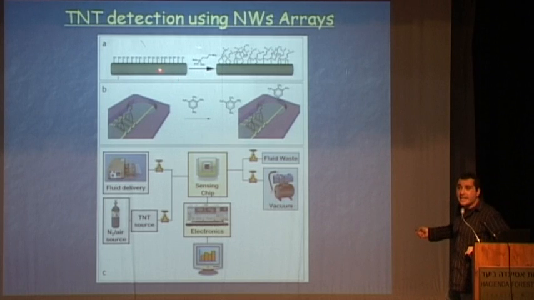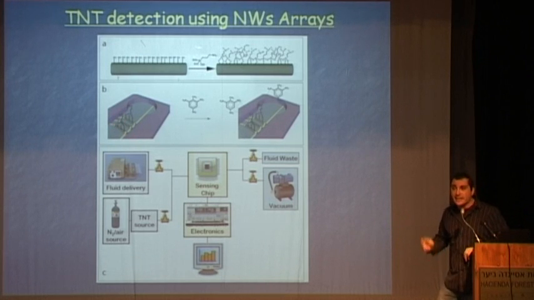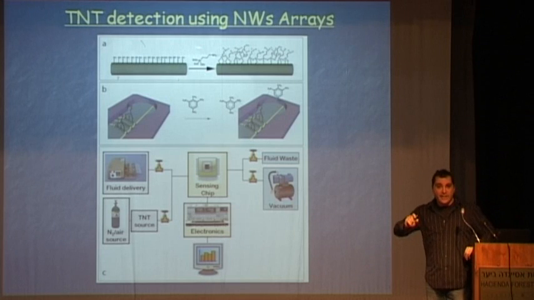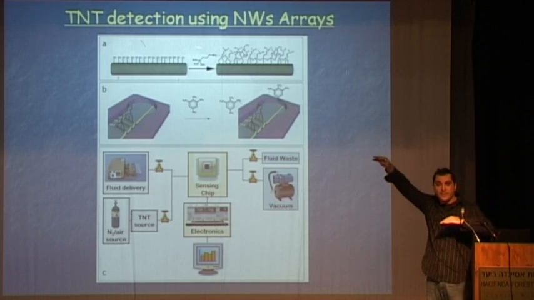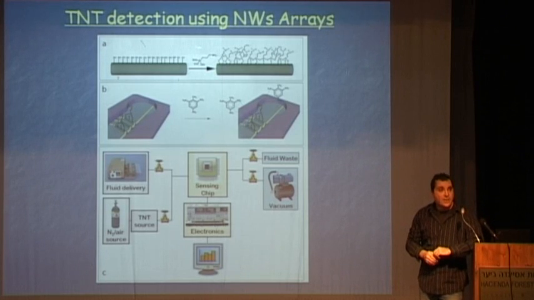We simply take a silicon nanowire electrical device, a large array of nanowires. We modify the nanowire with a layer of aminosilane, so we have a nanowire modified with amino groups. We knew in advance that amino groups are good electron donating groups that can interact strongly with trinitrotoluene.